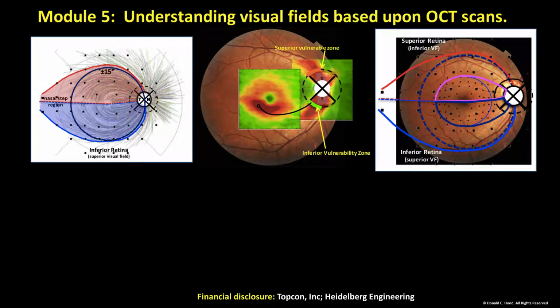Welcome. This is Module 5. In this lecture, I'm going to try to provide an understanding about the relationship between abnormalities seen on visual fields with static automated perimetry and damage as seen on OCT.